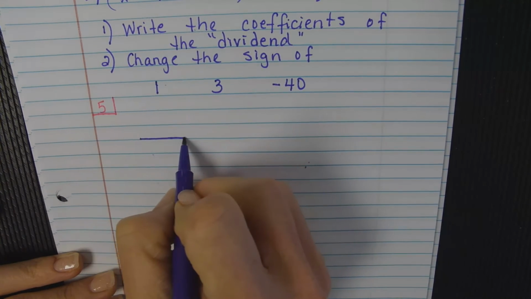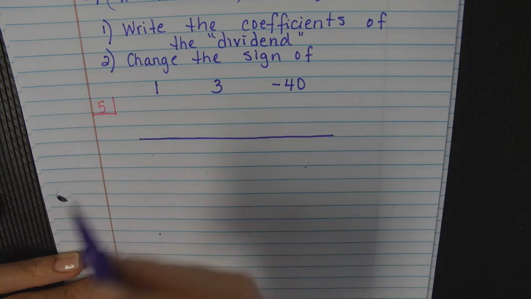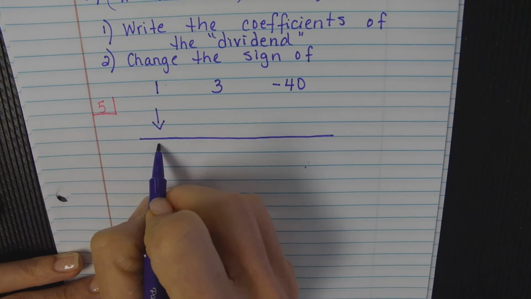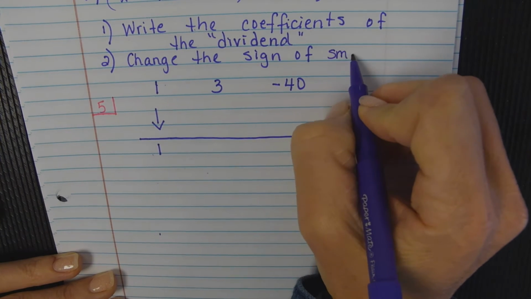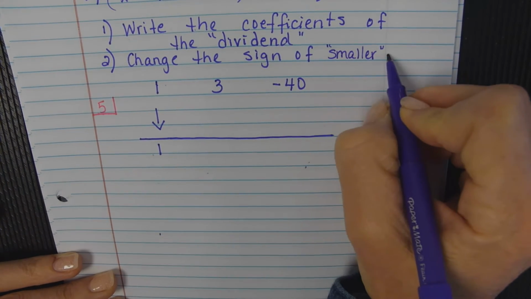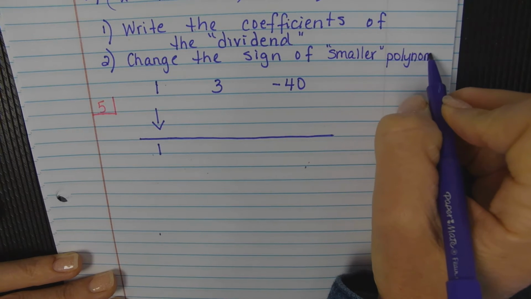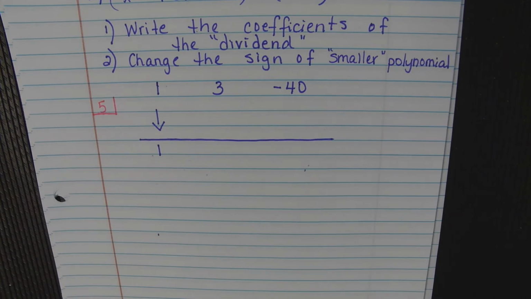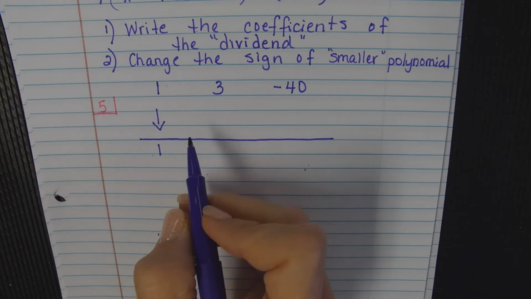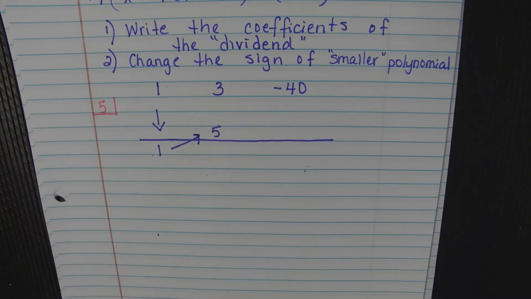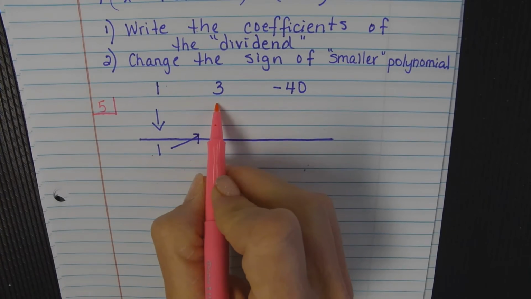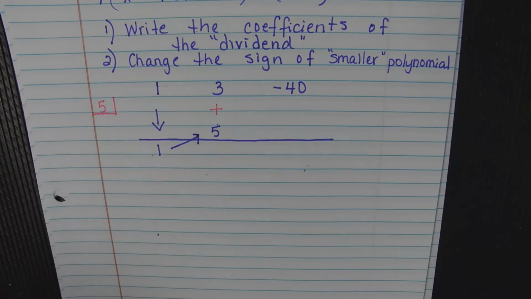Okay, now let's do the process just one at a time. What do I bring down first? 1. Bring down 1. Okay, what's next? Remember, this is a process. 1 times 5 is 5, so I'm going to write it right here. I'm going to do an arrow. The more you do this, you're going to add. What's 3 plus 5? 8.